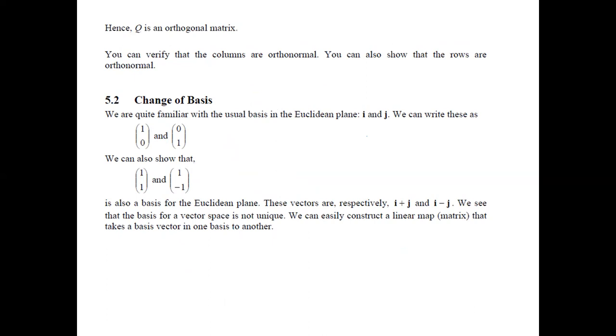Change of basis. We are quite familiar with the usual basis in the Euclidean plane, i and j. We can write this as (1, 0) and (0, 1). You can also show that (1, 1) and (1, −1) is also a basis for the Euclidean plane. These vectors are respectively i + j and i − j. We see that the basis for a vector space is not unique. You can easily construct a linear map. This is a matrix that takes the basis vector in one basis.